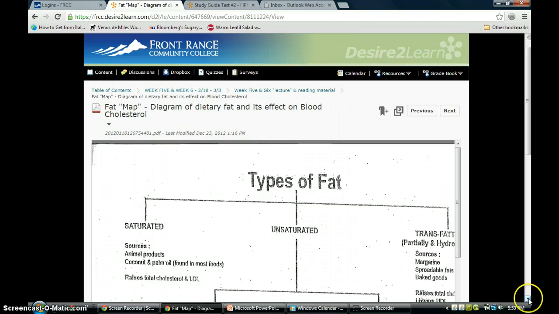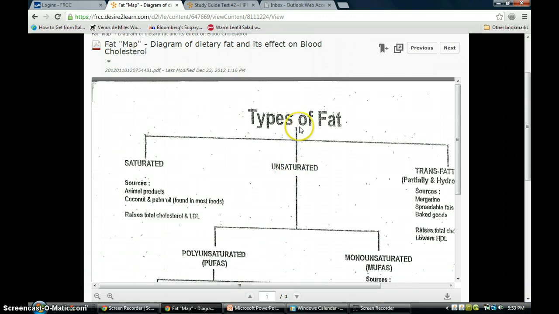You can download it so it looks a little bit better than it looks here, but here are all the different types of fat. So you've got saturated, then unsaturated, the umbrella term here, and then under that it's poly and mono, and then over here trans. And what I've done is kind of give you a synopsis of what kinds of foods you're going to find high amounts of saturated fat, trans, mono, poly, and then what it does to the blood.